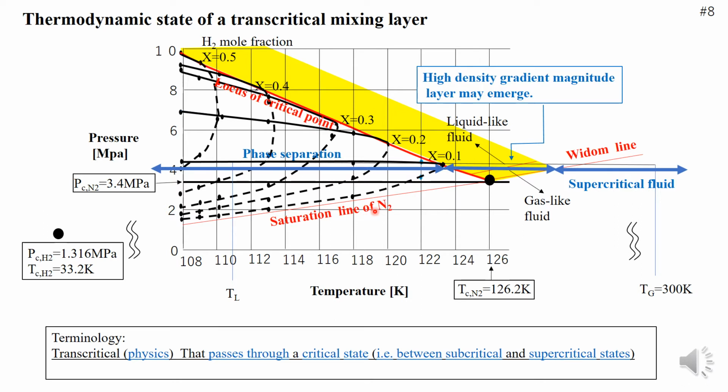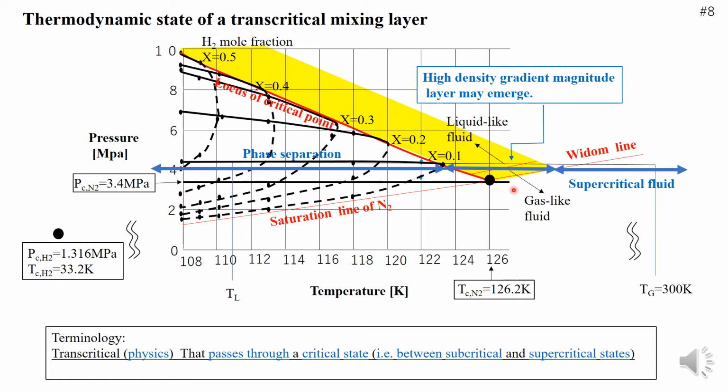Consider a mixing layer developing on the surface of an injected cryogenic nitrogen jet into a room temperature hydrogen gas. This figure shows the phase diagram representing the possible thermodynamic states for the mixing layer. Large X denotes the mole fraction of hydrogen, whose critical value changes depending on the temperature and pressure, and we obtain the critical trajectory line connecting the critical points of nitrogen and hydrogen, denoted by this red line.